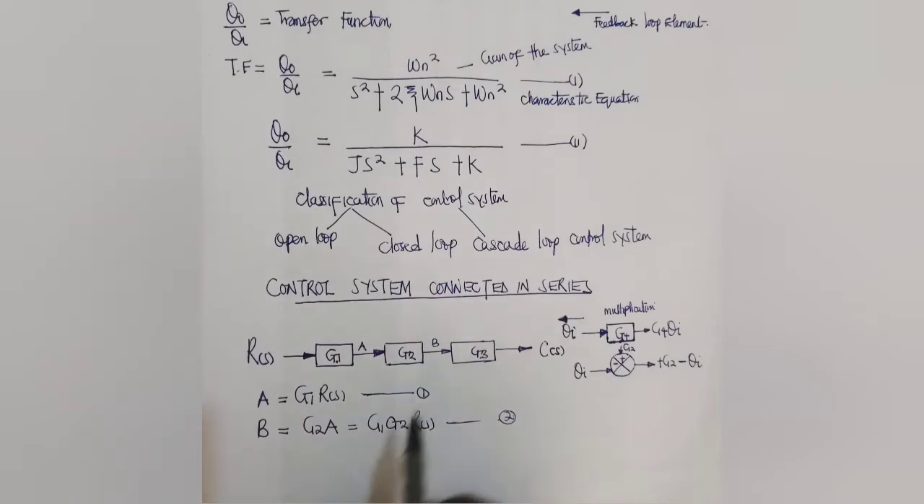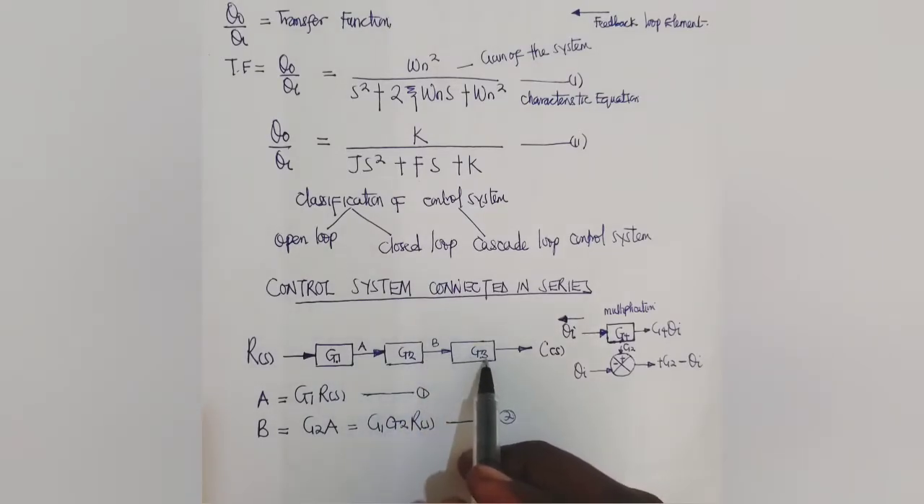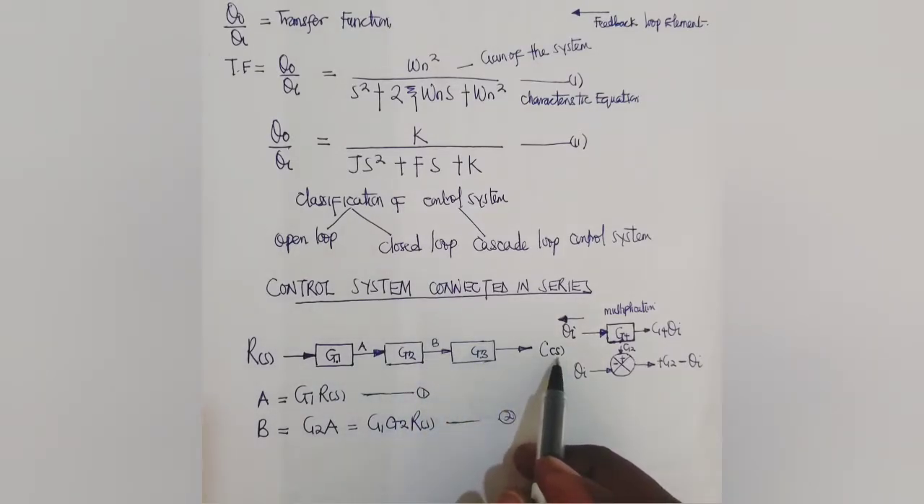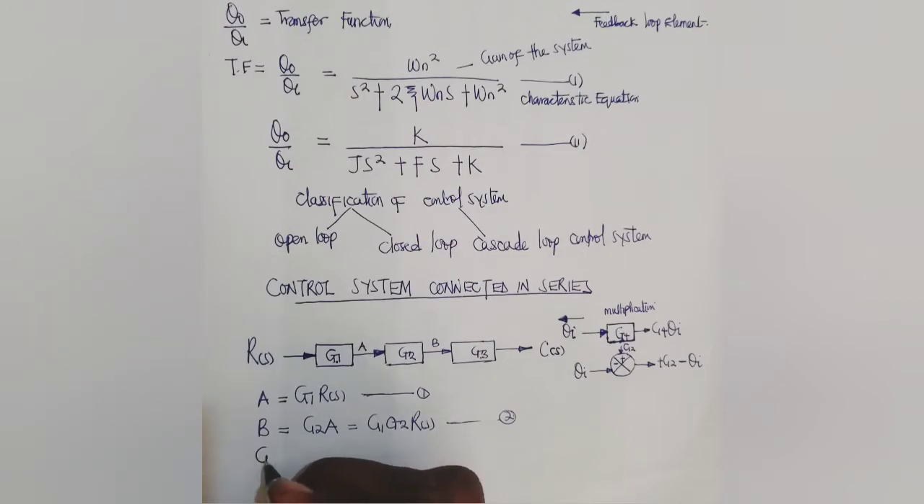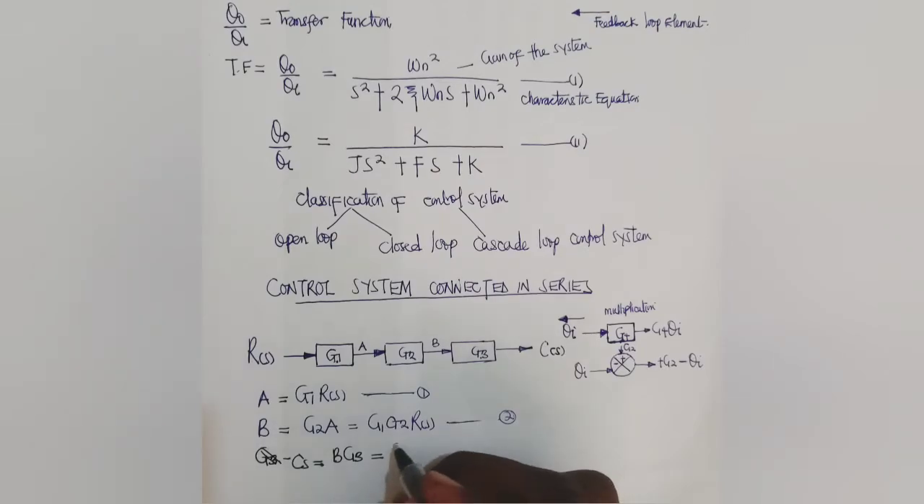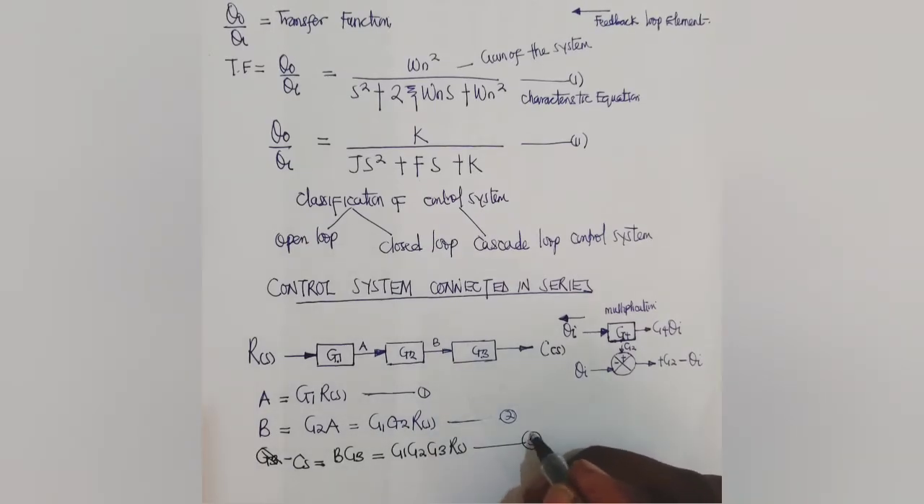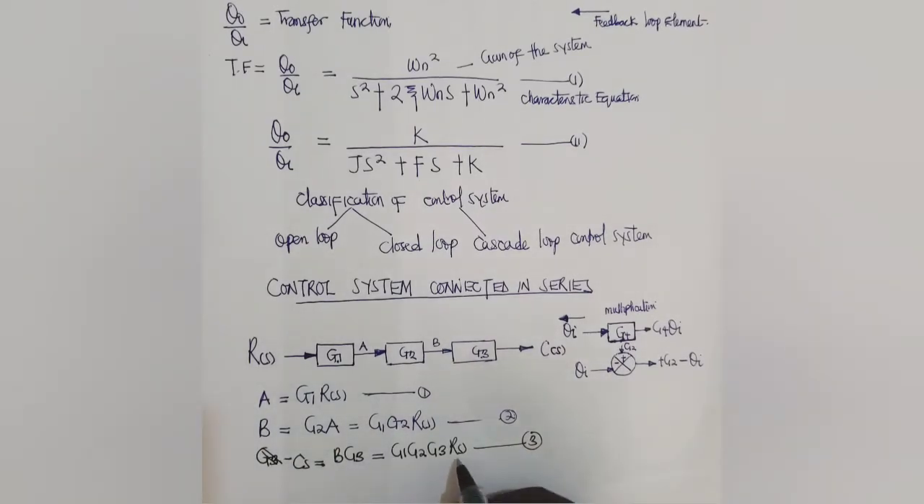And similarly, if my B multiplies my G3, I'm going to have an output signal of C(s). So I'm going to have C(s) equal to B G3, and that's the same thing as G1 G2 G3 R(s). Let's call this equation 3.